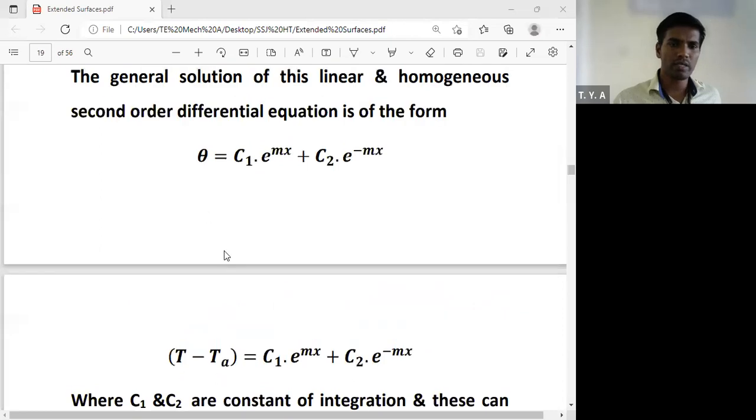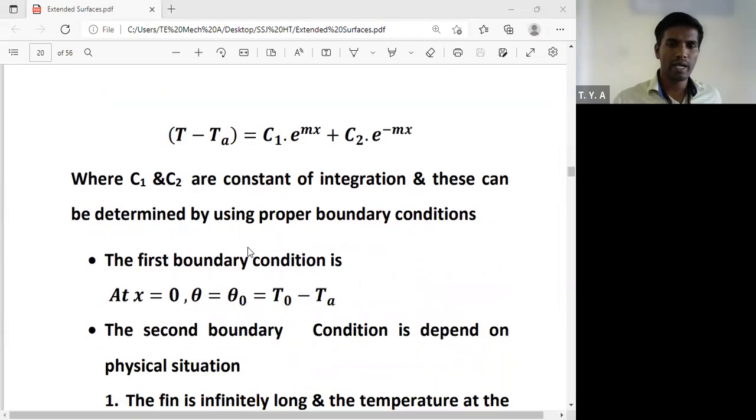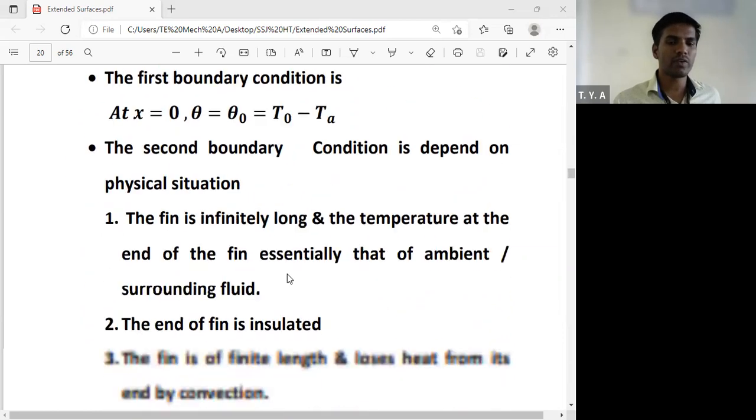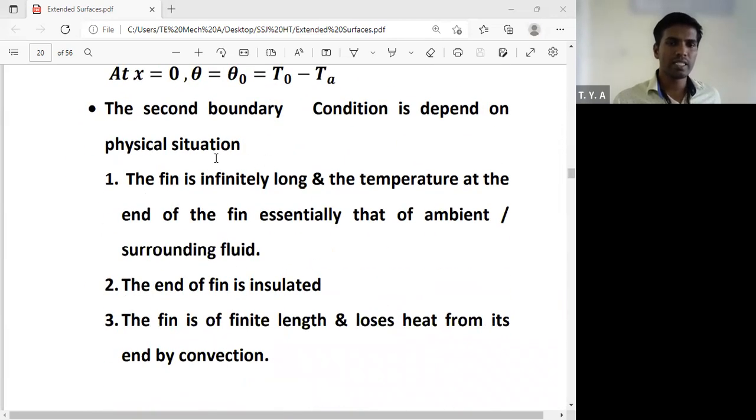Okay. So in this equation, theta is nothing but T minus Ta. We have put that value and we have considered the boundary conditions. So what is the first boundary condition? At x is equal to 0, theta becomes theta 0, meaning T0 minus Ta. This first boundary condition is the same for the 3 cases. And what are those 3 cases? It depends upon the physical situation. In the first case, we have considered that the fin is infinitely long.